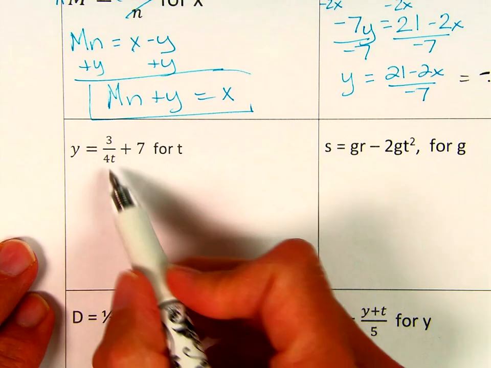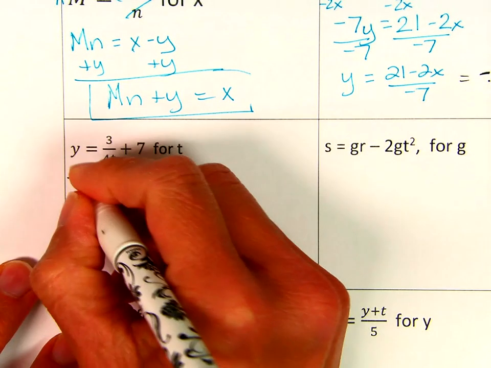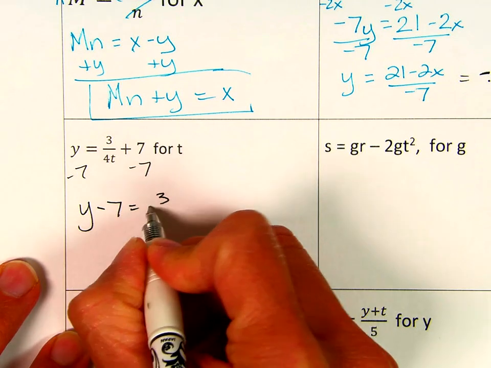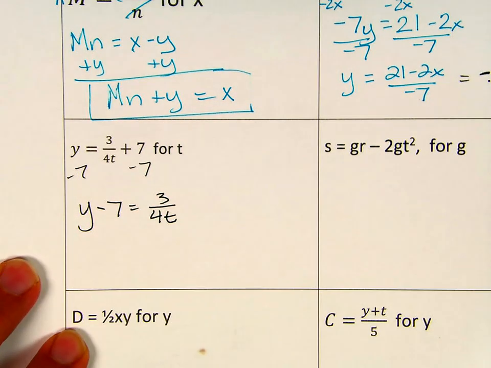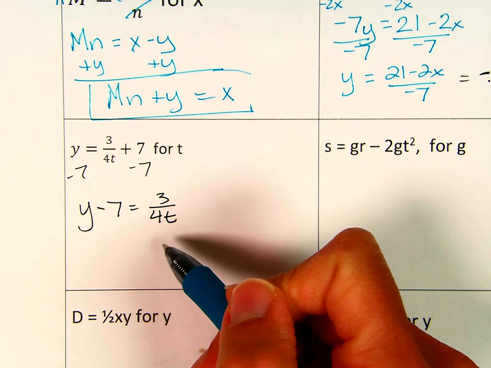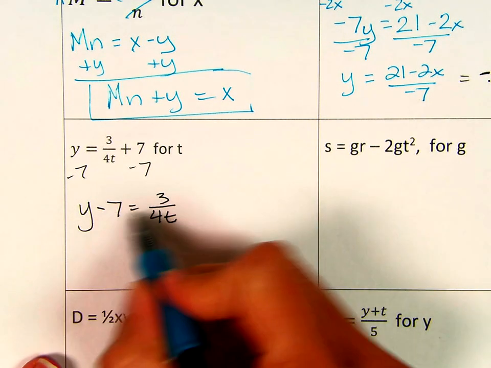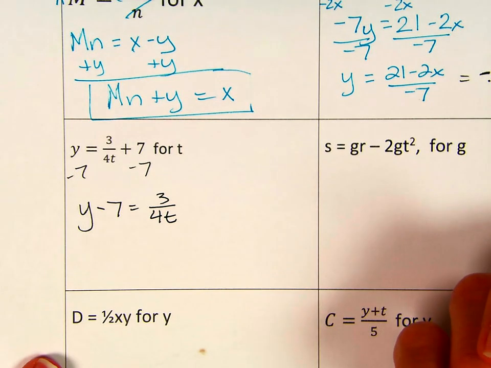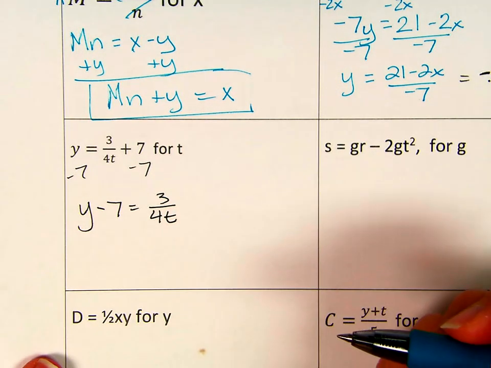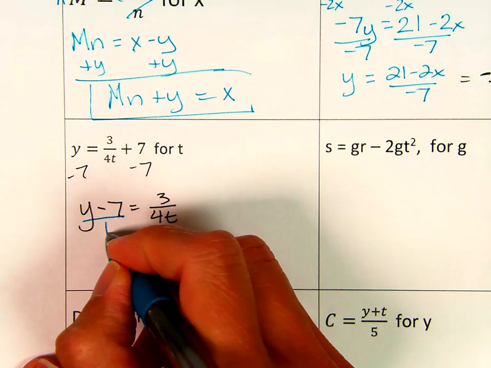We're solving for T, so the first thing I need to do is get rid of whatever's added or subtracted. So I'm going to subtract 7 from both sides. So Y minus 7 equals 3 over 4T. Now because T's on the bottom, there's different ways to do this. One way would be to put a 1 under this and cross multiply. Some people like that. Another would be to multiply both sides by T. I'm going to choose the cross multiplying one.